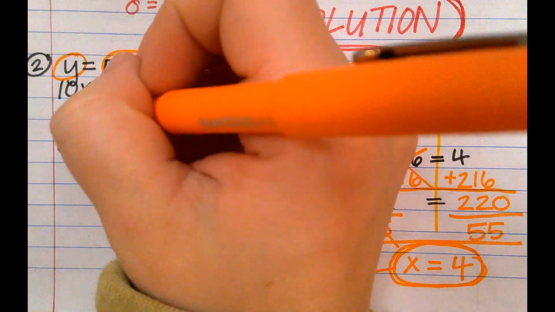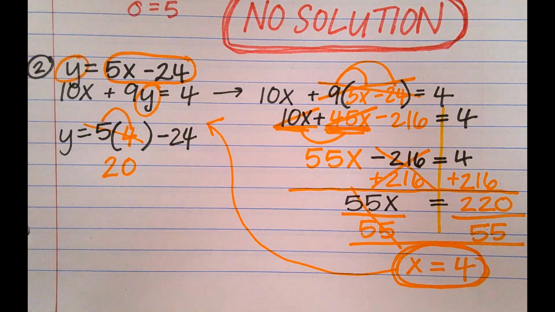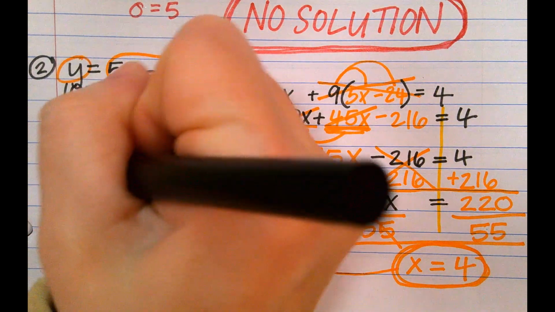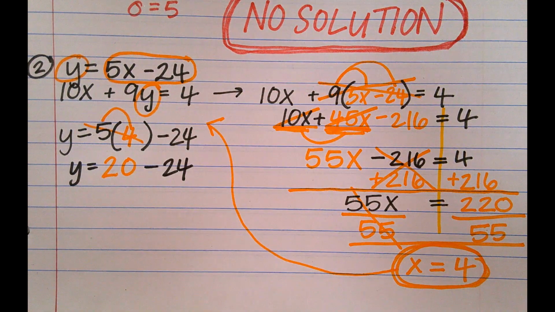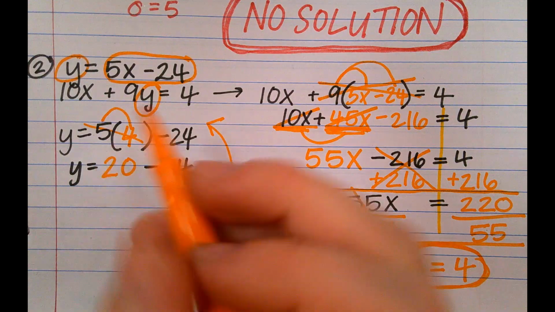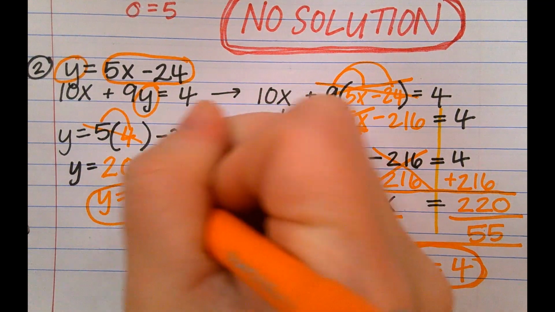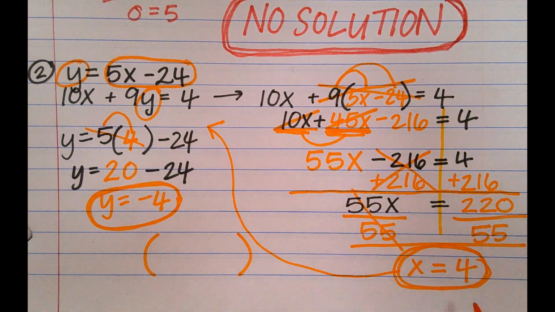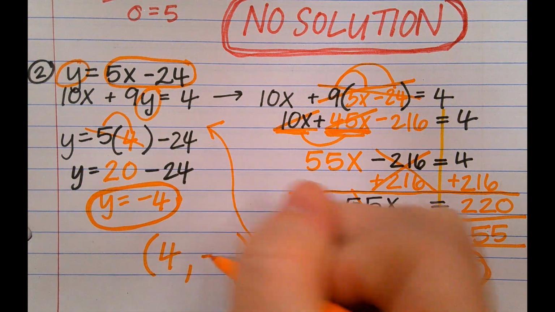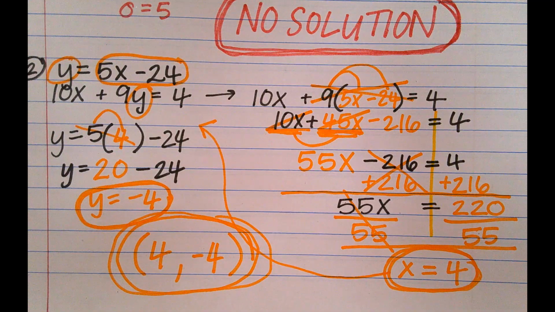Multiply 5 times 4, which is 20. Bring everything down. Y equals 20 minus 24. So 20 minus 24 would be negative 4. Perfect. Y equals negative 4. So your coordinates are 4, negative 4. Yes. So your coordinate xy is (4, -4). That is your answer for number 2. Good job.